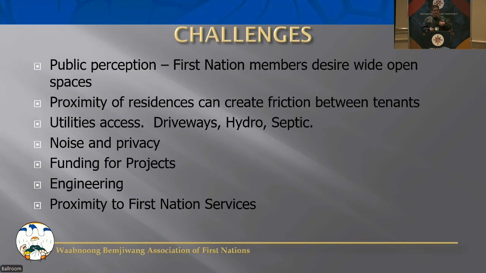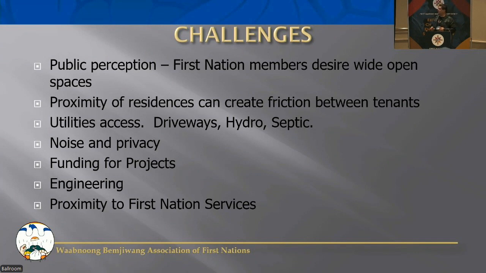Like, I live in Sudbury. I own a house in Sudbury. My neighbor to my left is 9 feet away. My neighbor to my right is 12 feet away. I'm used to it. I came from Toronto, so I was living really close together. I personally don't mind. So we're getting a lot of these off reserve members perfectly happy with this.